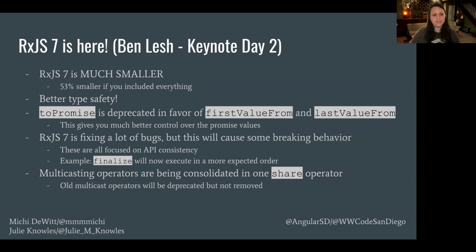One of the other big changes they made is they've consolidated all of the multicast operators into one share operator. Right now there's something like 7, 9 different multicast operators that all kind of do very similar things in a slightly different way. And again, from that consistency standpoint, they're not always doing things in the way that developers expect. Ben Lesh actually mentioned that a lot of the bugs that they get are from people using the multicast operators and having the output not be what they expect.